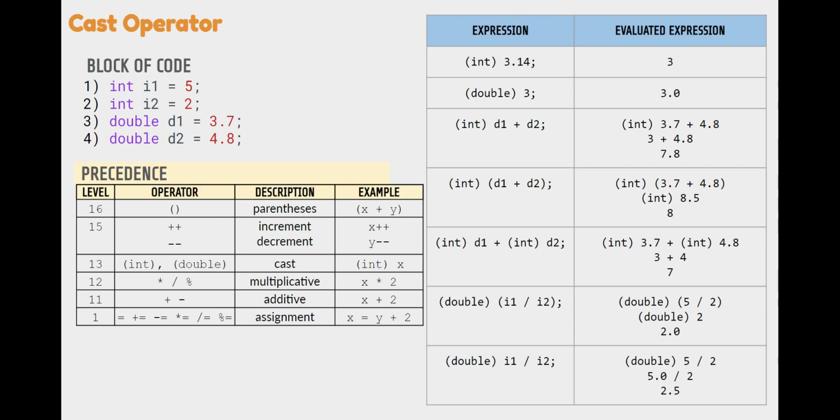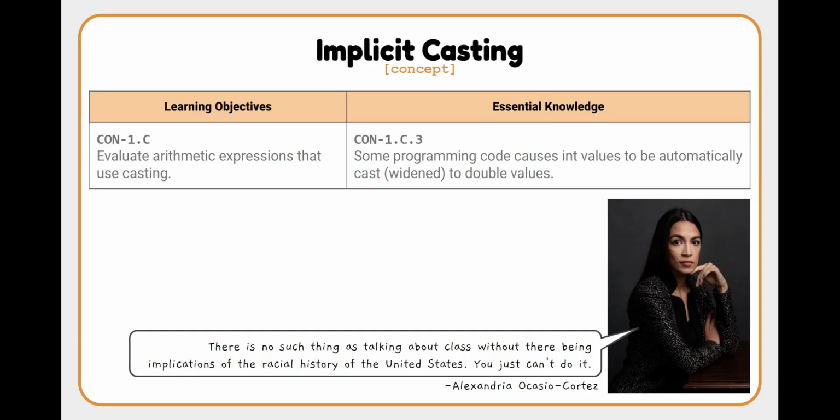Make sure you feel comfortable evaluating all of those expressions before you move on to the next topic. Our next topic is implicit casting. We talked about explicit casting earlier. Now we're going to talk about implicit casting. Our learning objective, evaluate arithmetic expressions that use casting.